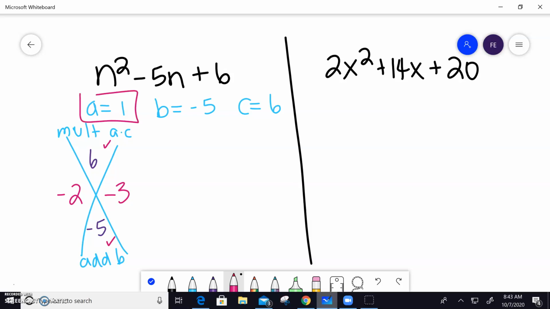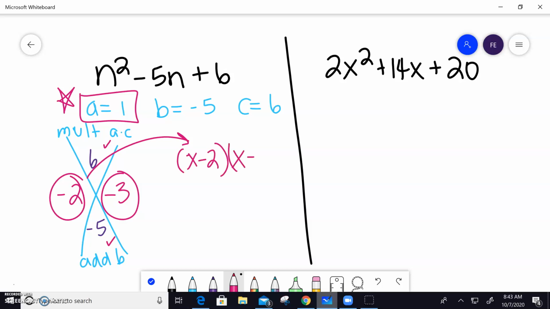Since my a is 1, I don't have to do the area model or any alternate method that you're shown. I know that these two numbers that satisfy this quadratic become my factors. So x minus 2 and x minus 3. If I were to do the area model, I would have gotten these same answers. You can do it to check yourself, but if a is 1, it's not necessary. These two numbers give you your factors, and boom, I'm factored.